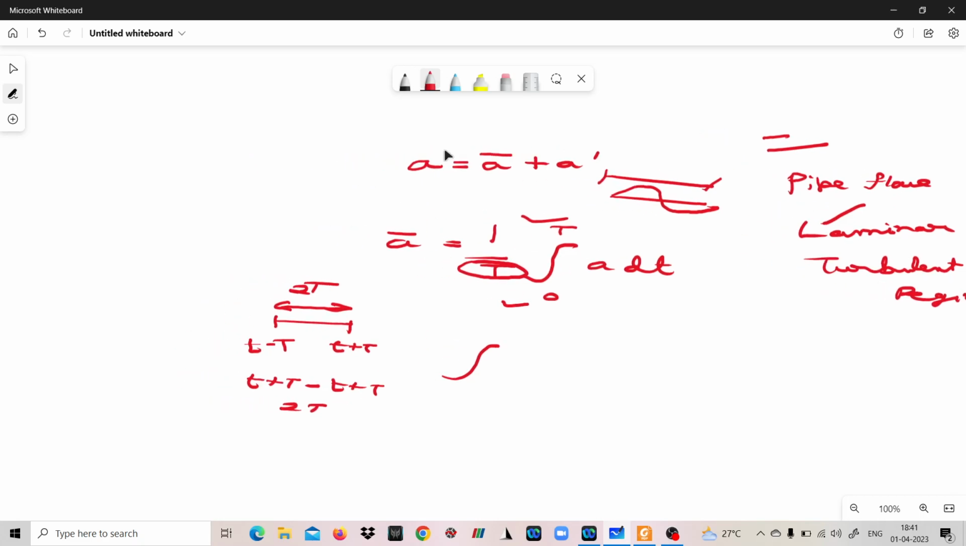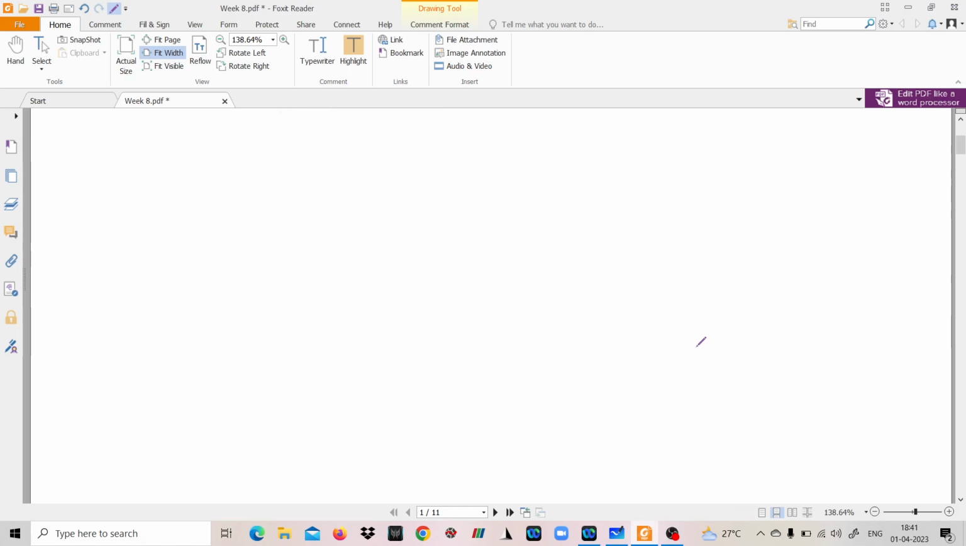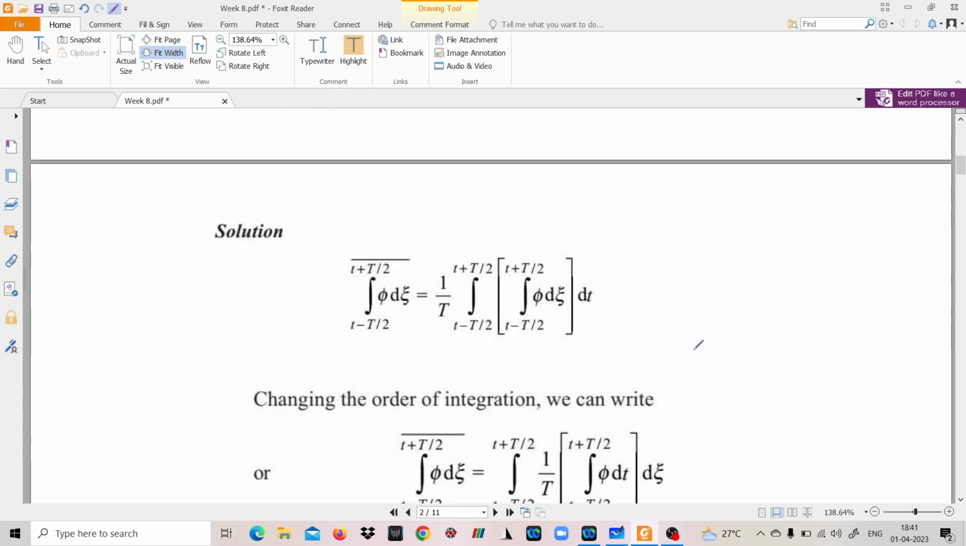So with this concept, let us try to look at the solution. If we start with the left hand side of the problem, that is the time average of the integral from t minus T by 2 to t plus T by 2, what is the total time interval? The total time interval is T. So the time average of this entire integral is equal to what?